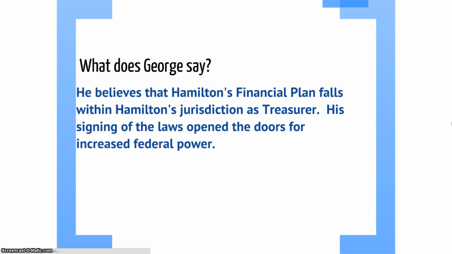What does George say? Remember, George Washington is dealing with so much stress and so much fighting. Name calling in a newspaper, and anytime they would be in the same room, they'd be screaming at each other. He sides with Alexander Hamilton. This is going to force Thomas Jefferson to resign. But you see that by George Washington doing this, the signing of the financial plan opens the doors for increased federal power.